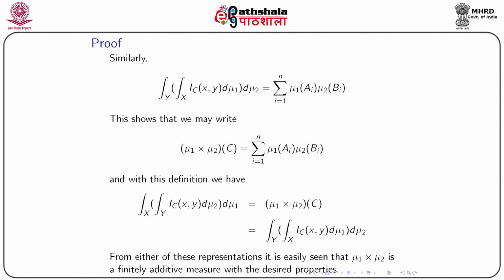So combining all these three with this definition, we can have integration over x, integration over y, I_C(x,y) dμ2 dμ1 is equal to μ1 × μ2(C), and this is equal to integration over y, integration over x, I_C(x,y) dμ1 and dμ2. From either of these representations, it is easily seen that μ1 cross μ2 is a finitely additive measure with the desired properties.